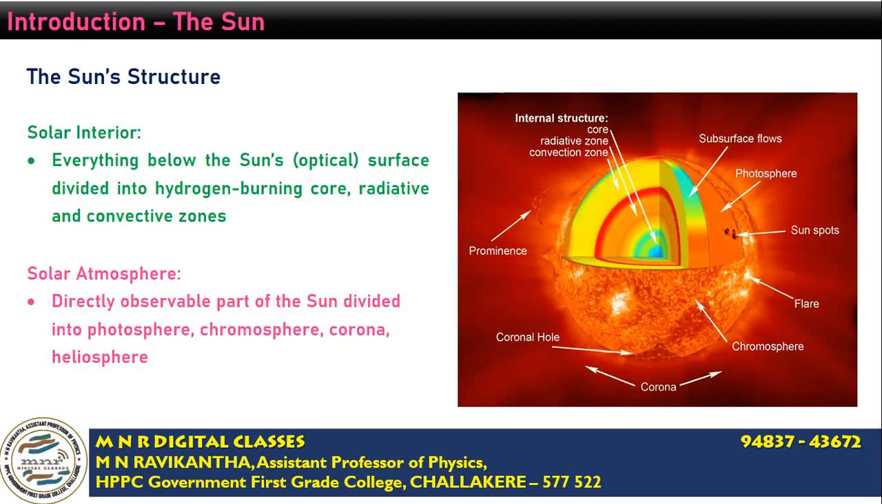The directly observable part of the Sun is called the solar atmosphere. This solar atmosphere is divided into the photosphere, chromosphere, corona, and the outermost part of the solar atmosphere, which spreads into interstellar space, is called the heliosphere. In the figure, we can see the interior and exterior parts of the Sun: the interior part and the exterior part that is called the solar atmosphere.